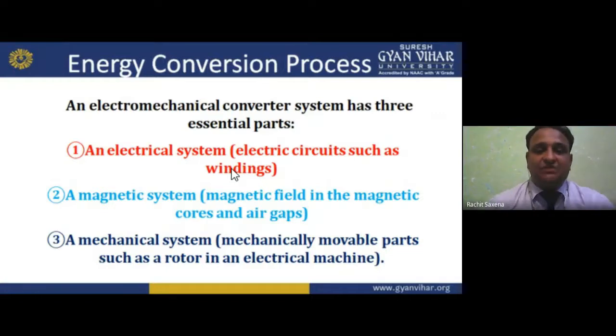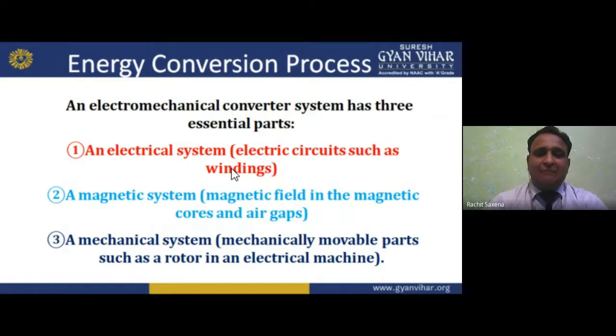What are the three essential parts? First is the electrical system, such as windings. We flow current into them. If current is flowing in that winding, what will happen? It gives you the magnetic field. And if a magnetic field is there, we can apply electromagnetic force and torque, which I told you at the start of this lecture. So in an electrical system, we have electrical circuits such as windings and coils.